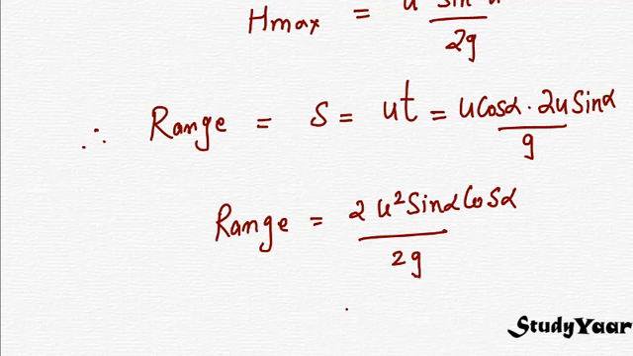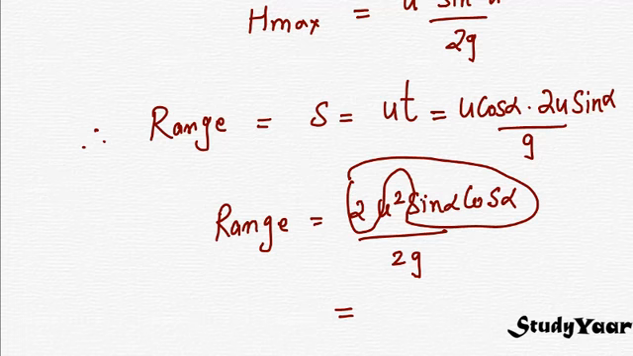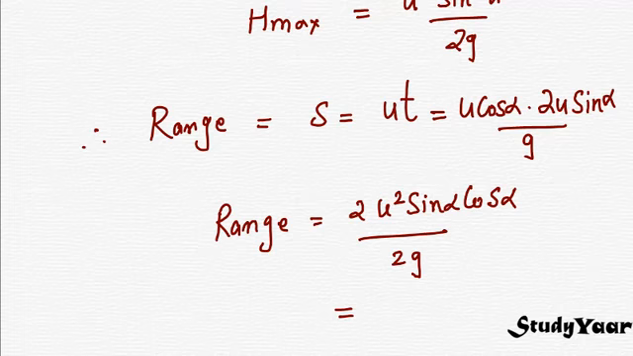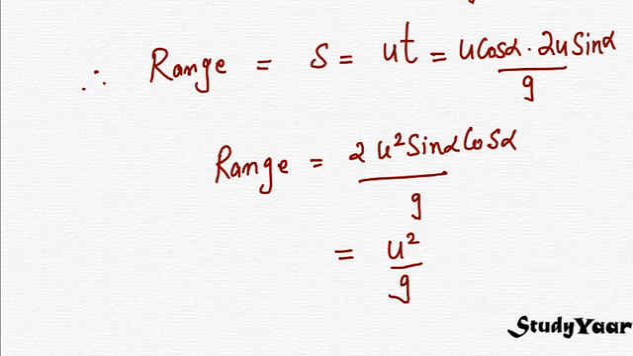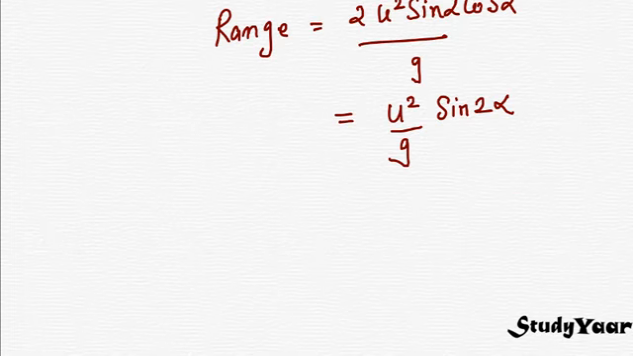I can also write it as, my 2 sine alpha cos alpha is equal to what? It is equal to sine 2 alpha. Therefore, I can write it as u square by g. Okay, this is g, it is not 2g. We had a g over here, right? We didn't have a 2g over here. So u square by g into sine 2 alpha. So my range is equal to this.